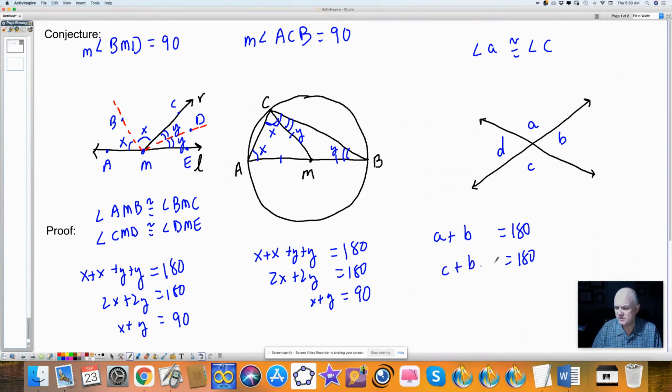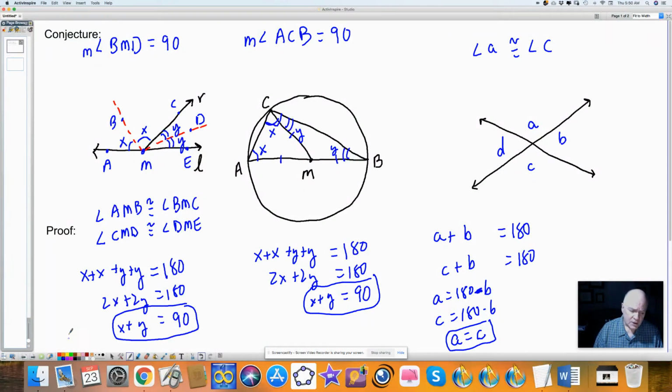If I subtract B from both sides of these equations, I get A is equal to 180 minus B, and C is equal to 180 minus B. And these are the same. So if I have 180 minus B is equal to 180 minus B, that means that A is equal to C. And so that is the proof of these three theorems.